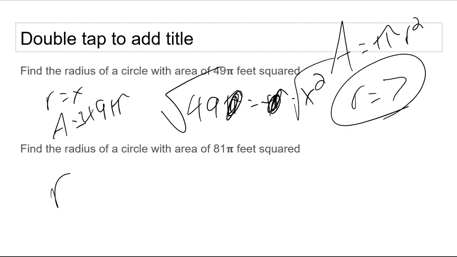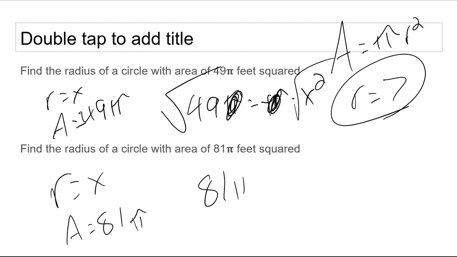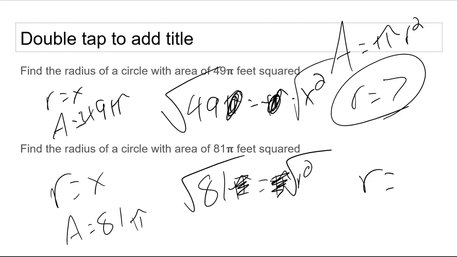Same thing down here. We don't know the radius. We know the area is 81 pi. So that means 81 pi equals pi r squared. Cross off the pi's, and you just simply square root. So the bottom one, r is 9.